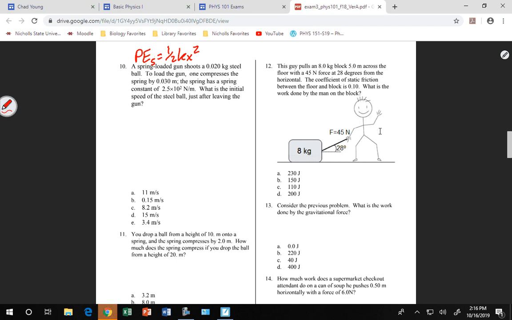Here, I have a spring-loaded gun. It shoots a 0.2 kilogram steel ball. You compress the spring by this amount, and it has a spring constant of 250, and I want to know the speed of the ball. So this is the setup.